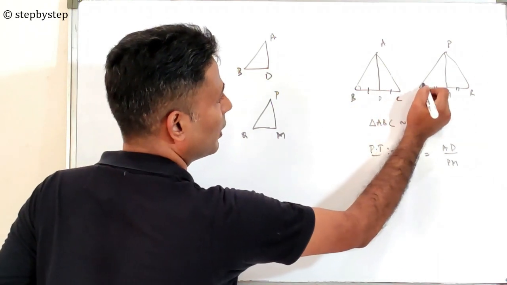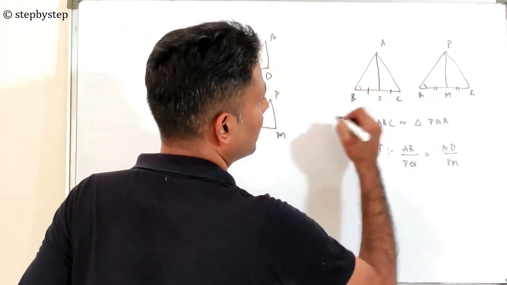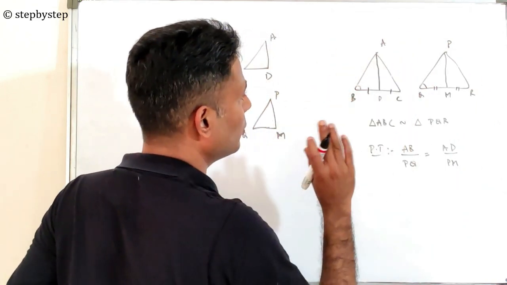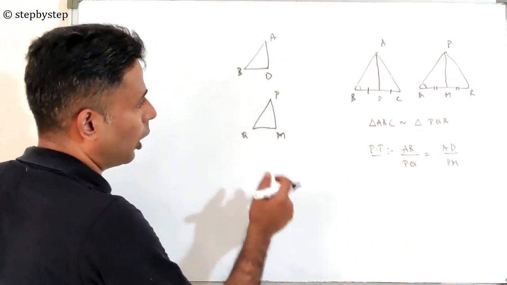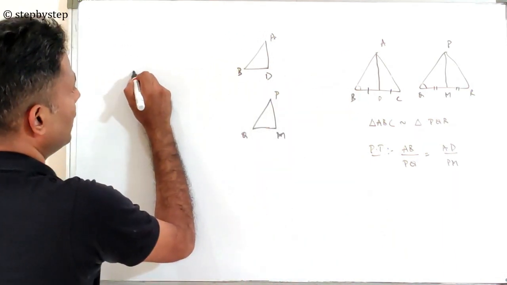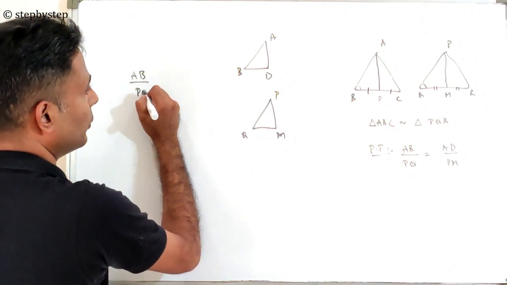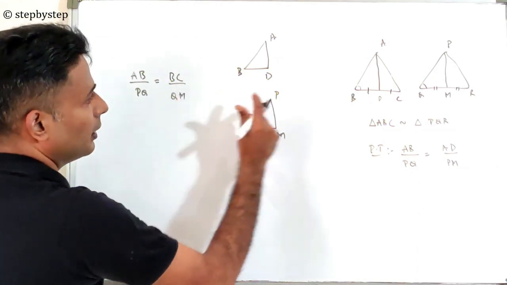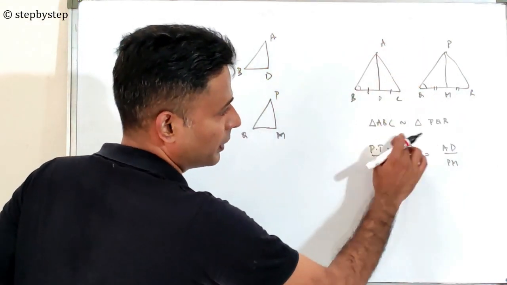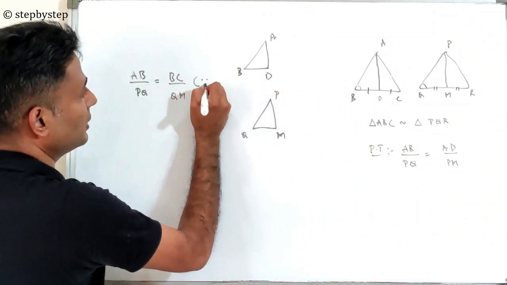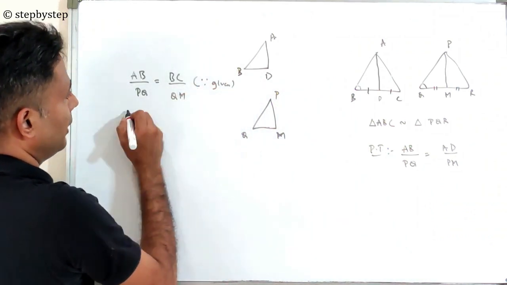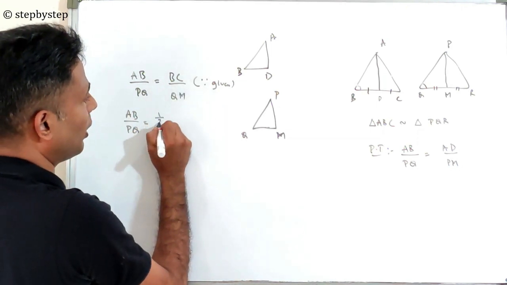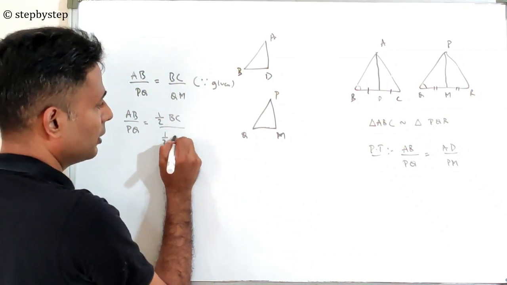So this angle will be equal to this angle. And what else can we say? This angle is not needed because it's outside. So what we'll do is, what do we already have? AB by PQ equal to BC by QR, right? This by this will be equal to this by this, because these two triangles are similar, because given. Now AB by PQ, if it's equal to this by this, it will be equal to half of BC by half of QR, right?